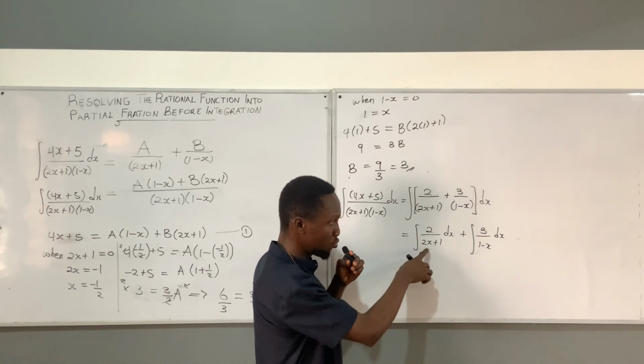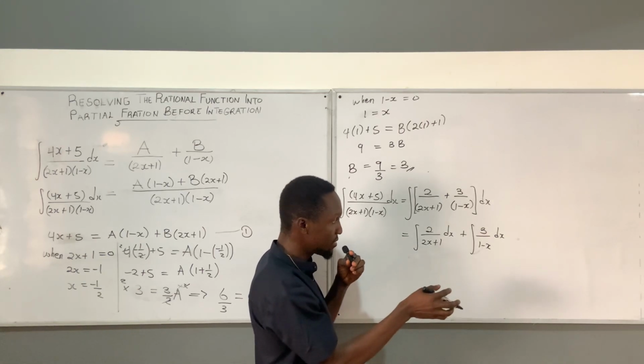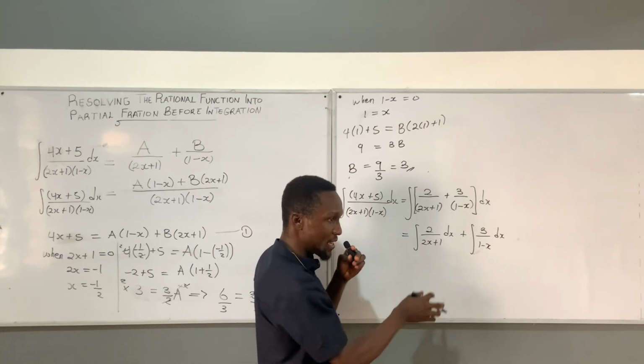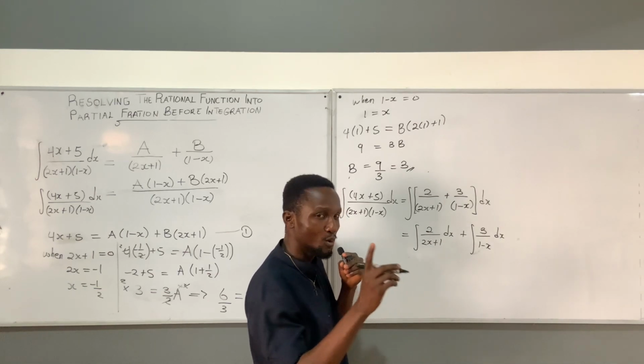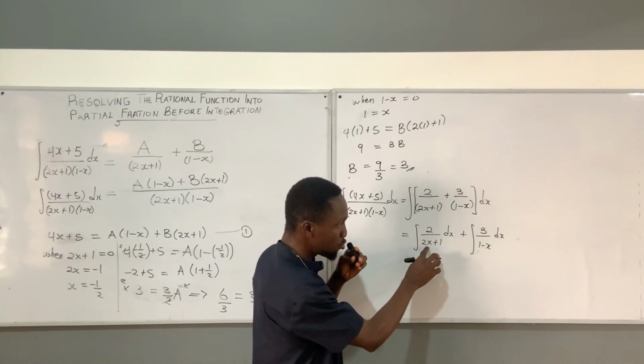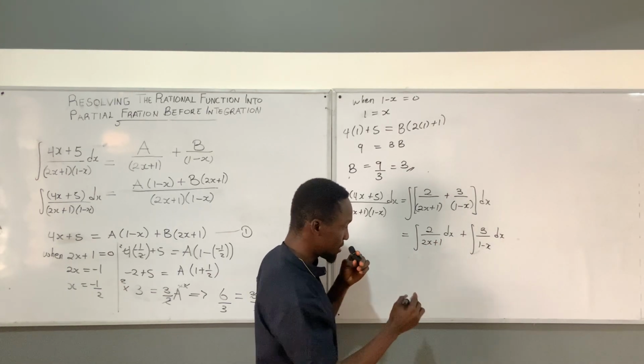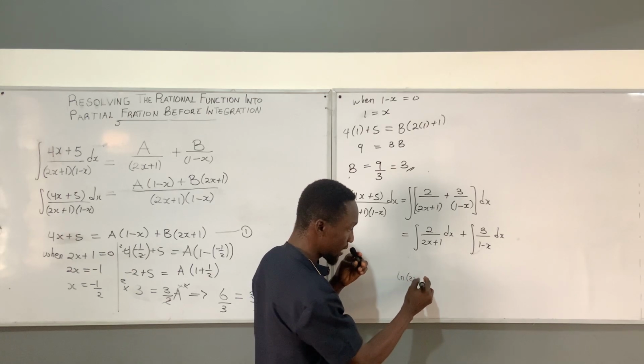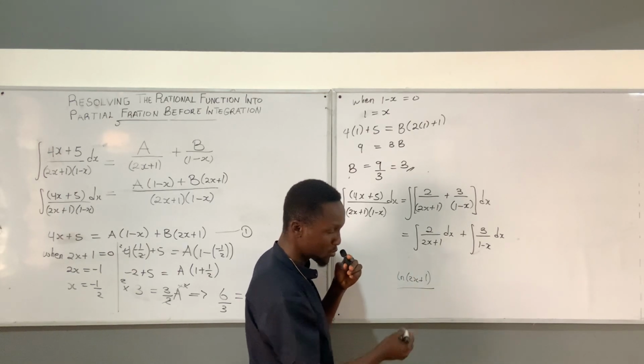So now I have 2 at the denominator. This means that the integral of this function will give us the natural log of, or ln, 2x plus 1, which is this, ln what? 2x plus 1. This is what the result will be.